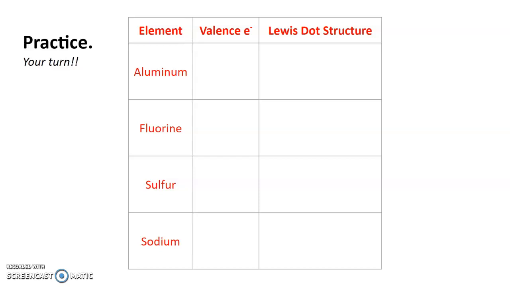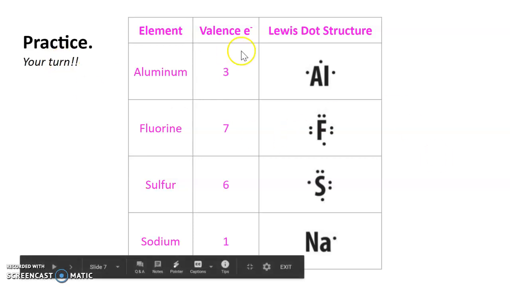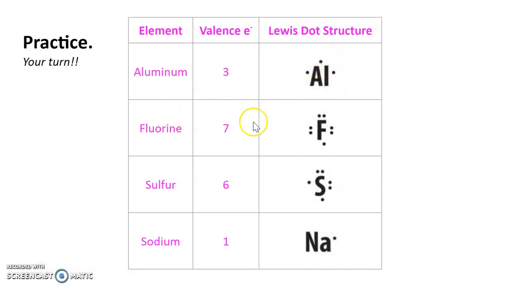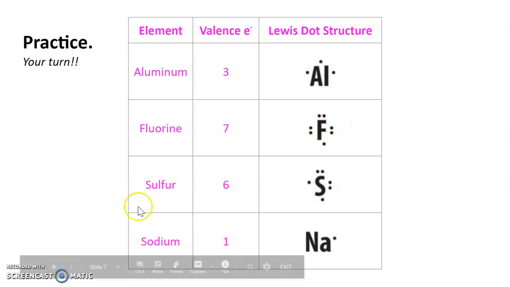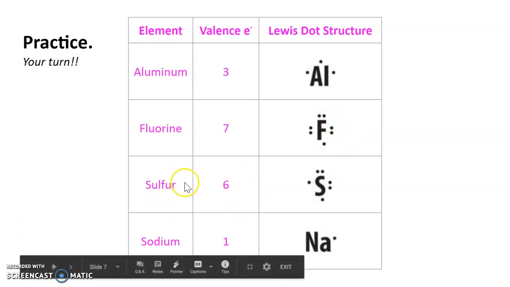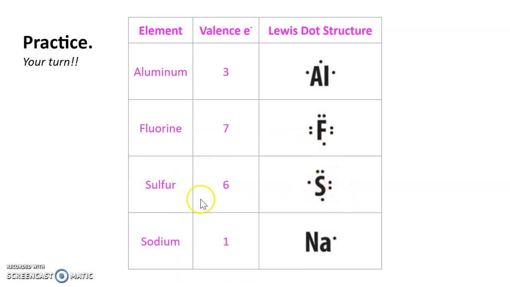Once you've done that, compare to this key. So aluminum should have 3 valence electrons, so we would put 3 dots around its symbol Al. Fluorine is capital F. It has 7 electrons in its outermost energy level, so we would do 1, 2, 3, 4, 5, 6, and then the 7th. Sulfur has 6 valence electrons, so we would do 1, 2, 3, 4, 5, 6.